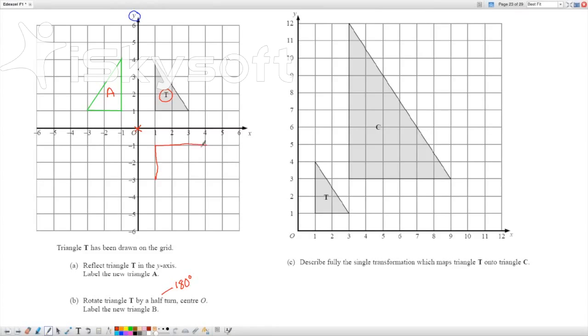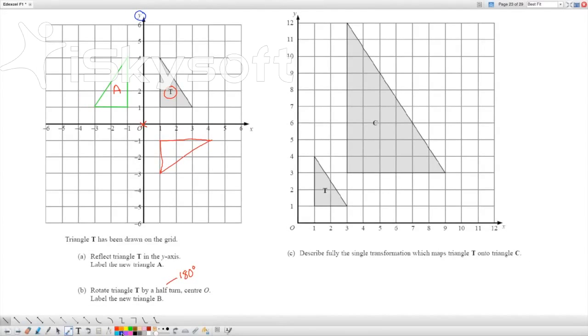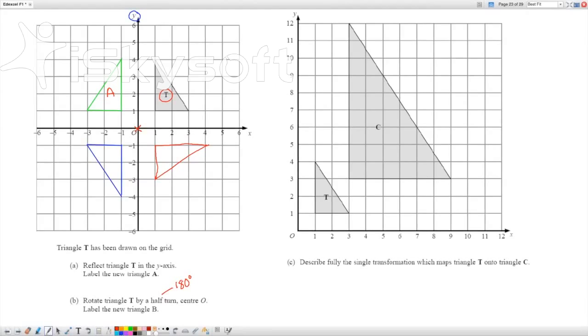I'll just do a quick sketch of it. That's 90. Turning it again, you're going to have your triangle down here, across here, and connecting. Label this new triangle B. So reminder, this would be 90 degrees, this here is 180 degrees.